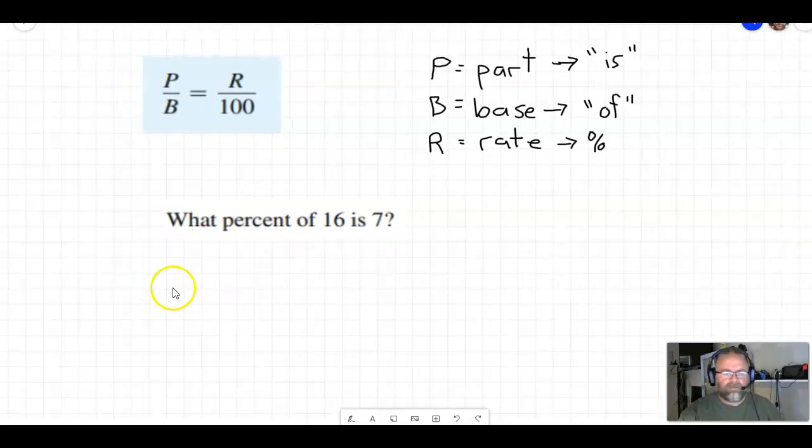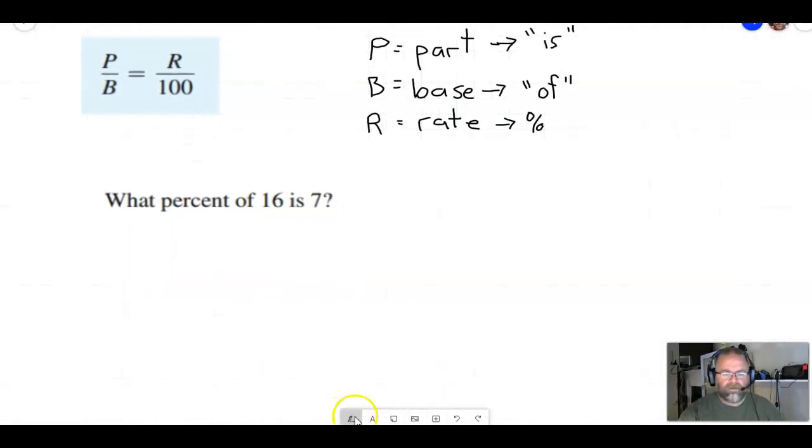All right, let's set up my proportion like we did before. So we have both ratios, and we always start with 100 down here. Now it says of 16. We know that of is associated with the base, so the 16 goes down here. Is 7. We know is associated with the part, so that goes up here. And finally, it says what percent. So that's going to be our unknown value, so I'm just going to leave an R there.